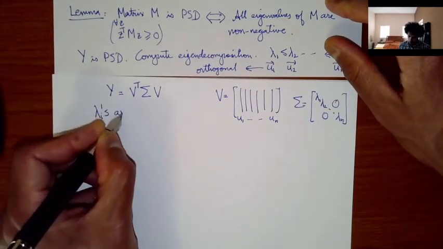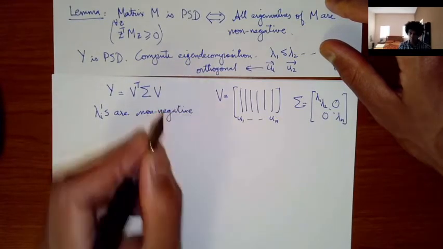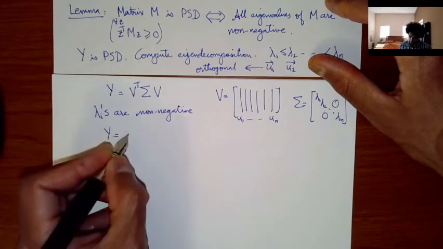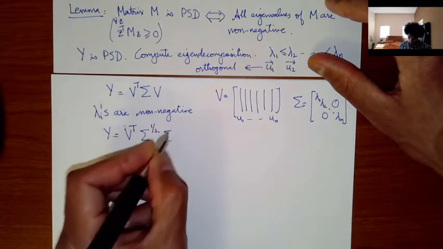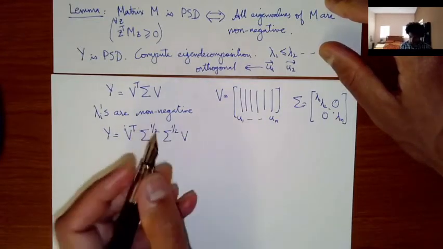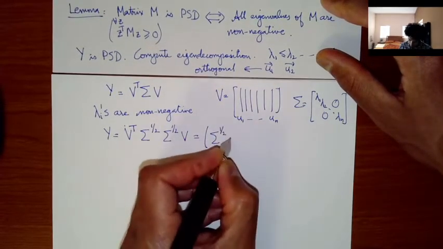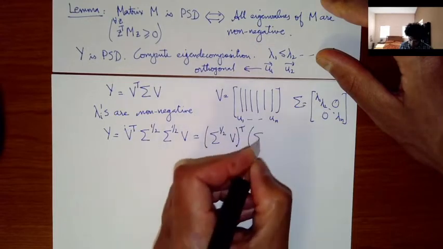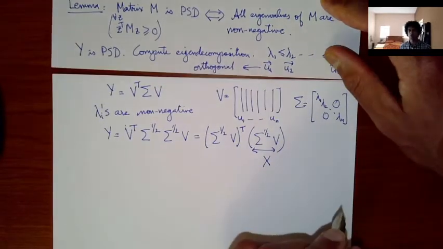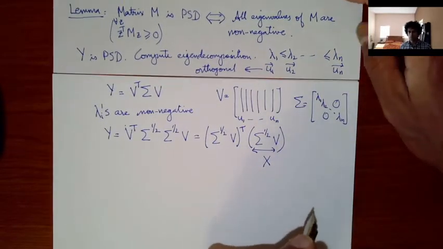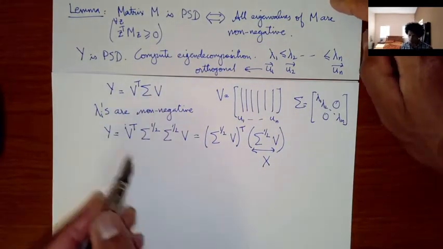Now the lambda i's are non-negative, so you can actually write Y as V transpose square root of sigma times square root of sigma V, and what you have is your Gramian representation here. So this now becomes your X. This is just to show you that a factorization is possible. If you compute all the eigenvectors and the eigenvalues, then you can compute this decomposition.